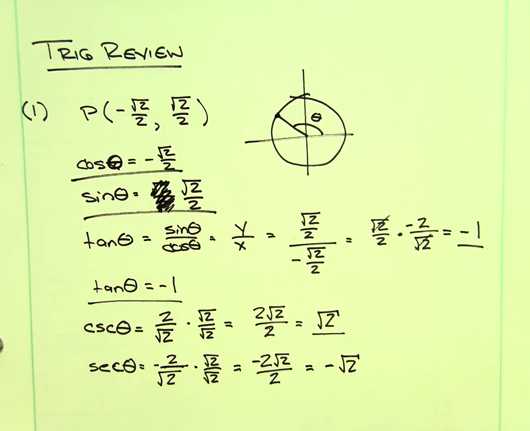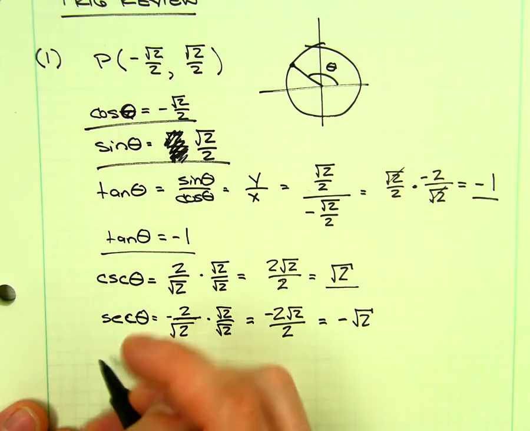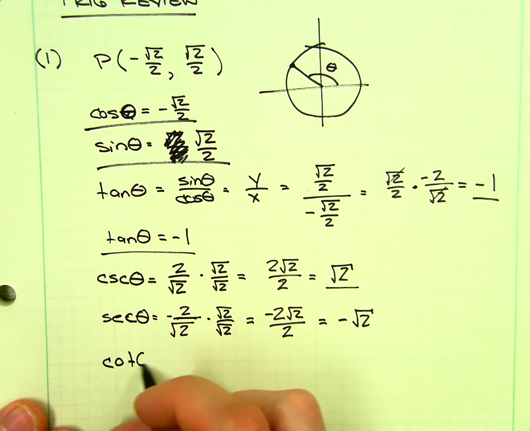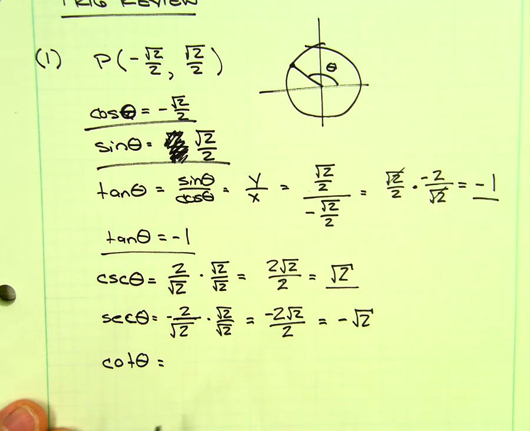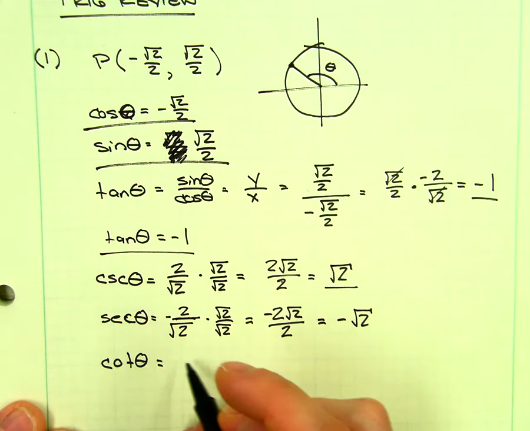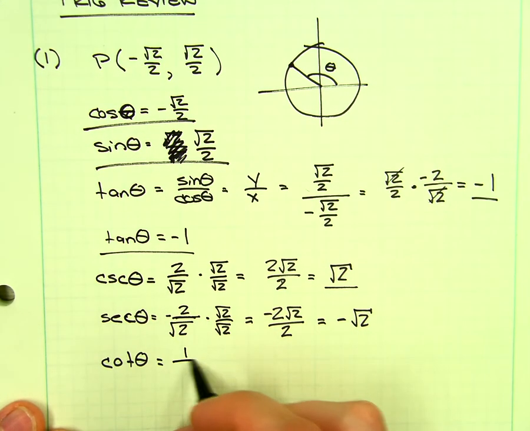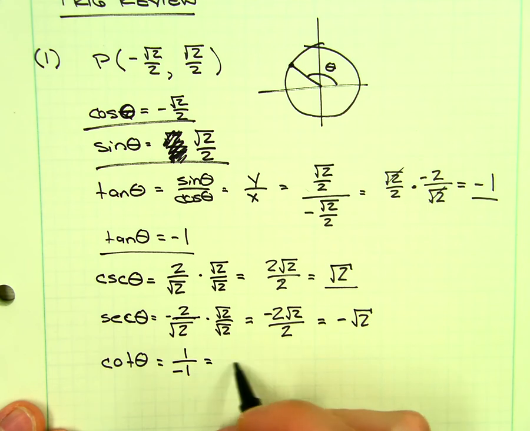Now to finish it out, the cotangent of theta is just going to be 1 over the tangent. In this case, the tangent is negative 1, so I just end up with 1 over negative 1, which is going to be equal to negative 1.